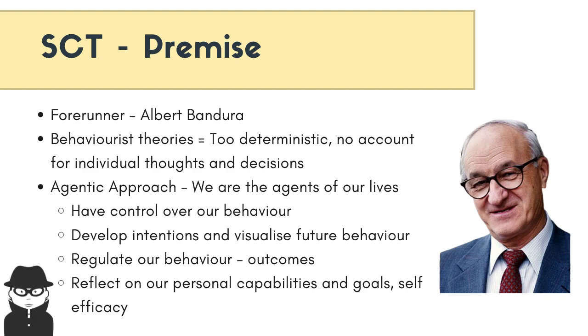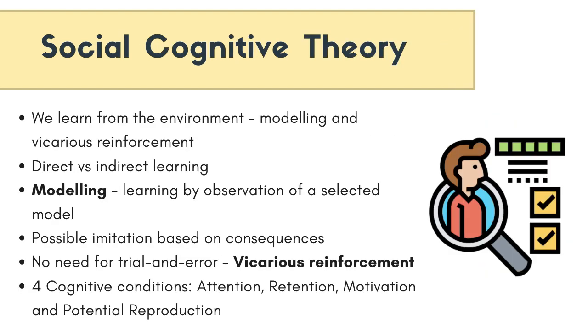We have control over our behavior. We are capable of developing intentions based on visualization and evaluation of our future and analyzing outcomes and consequences of a certain behavior. We are also capable of evaluating our own abilities and our own goals. So the social cognitive theory then focuses on how we learn through the process of modeling and vicarious reinforcement.